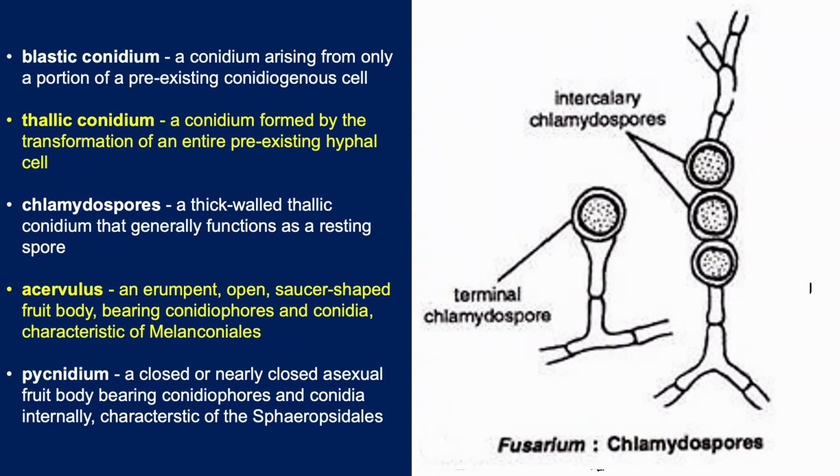Next terminology is Chlamydospores. These are thick-walled Thaliconidia that generally function as resting spores. They may be borne terminally or they may be borne intercalary.